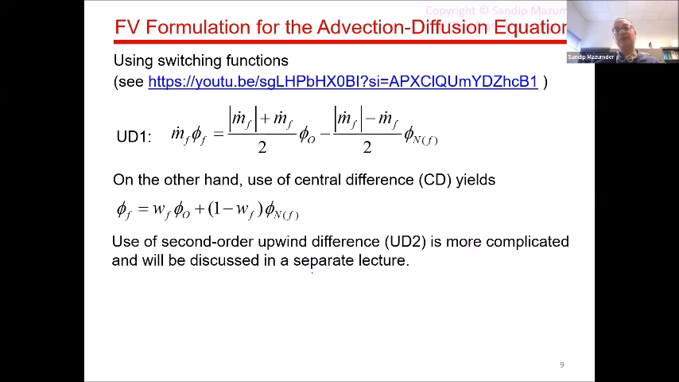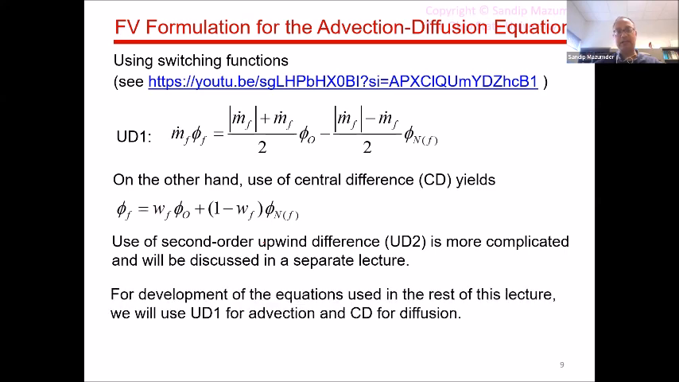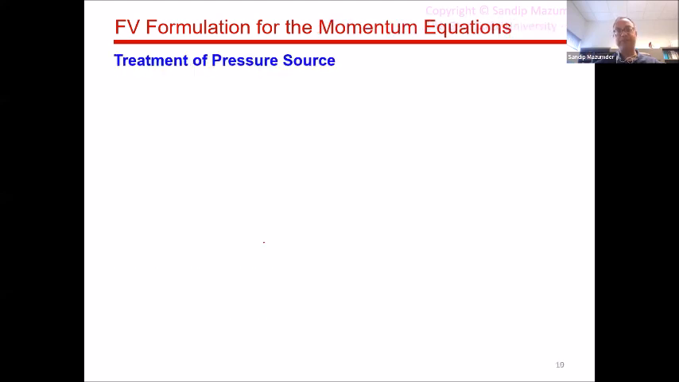Now, if you want to use second-order upwind differencing, that gets a little bit complicated for an unstructured mesh. This is something I will discuss in a separate lecture. For now, I will skip that. So from this point onwards, we are going to use first-order upwind for advection and second-order central differencing for diffusion, and then we will build our equations based on that assumption.